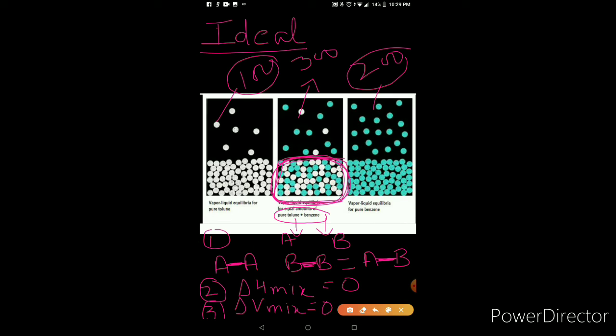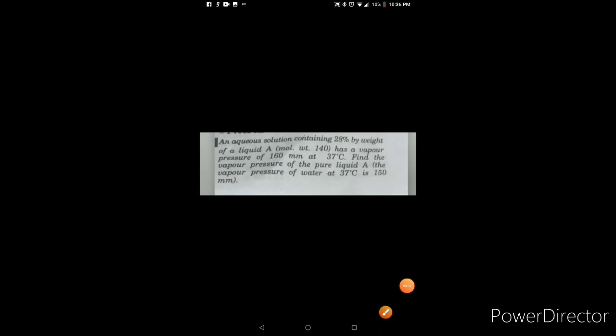Such solutions are known as ideal solutions. And if we mix two miscible non-reacting liquids which are ideal in nature, for example toluene and benzene, they will always obey Raoult's law. Let's try to solve this question on Raoult's law.